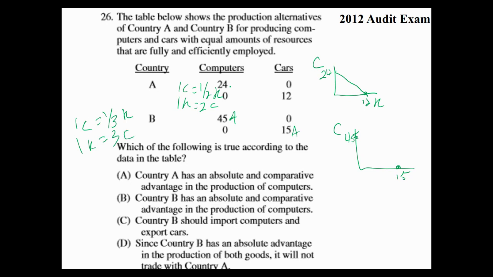So if we know absolute advantage, B has absolute advantage in both. And then what is B also? Let's see. B has comparative advantage in computers, and A has comparative advantage in cars. So if we go through and look at the answers, we would get B. All right, so there's some work involved here. There's plenty of work involved, but we have to practice these.